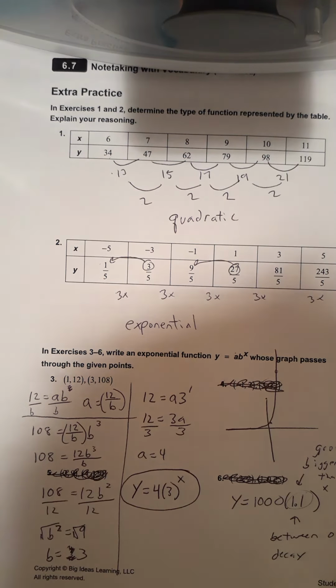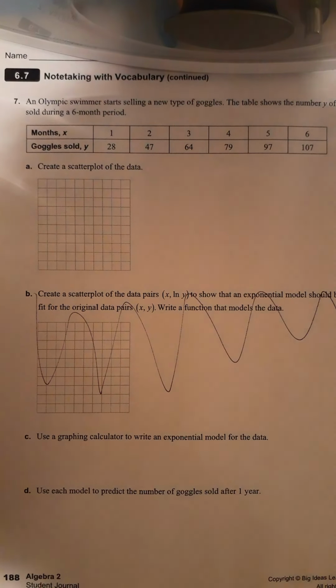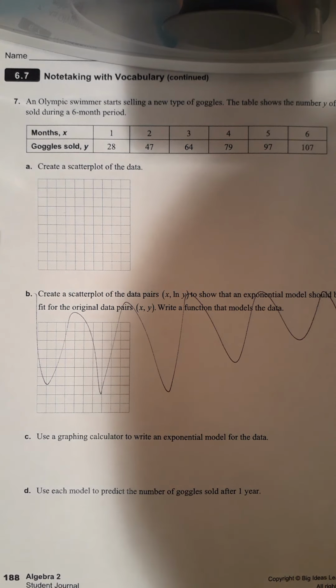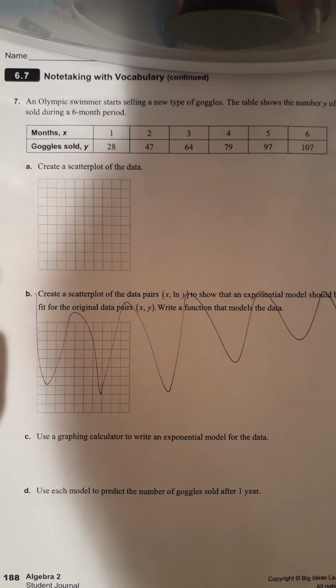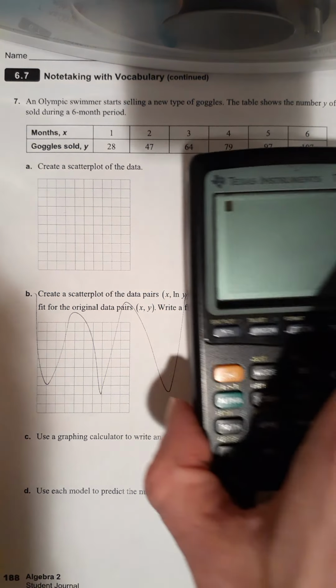So now we've got an Olympic swimmer starts selling a new type of goggles. The table shows the number y of goggles sold during a 12-month period. So we've got this data here, and they want a scatter plot of it. So we're going to make that. So let's practice that. Get your graphing calculator and turn your graphing calculator on, and let's do this together.